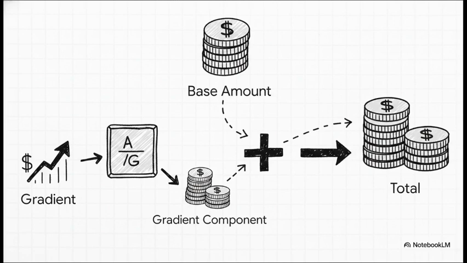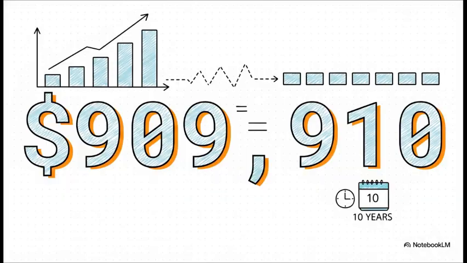The base amount, A, is easy. It's just that $500,000. For the gradient part, we grab our A/G factor from the tables. We multiply our gradient of $100,000 by that factor, and that gives us its annual equivalent. Then we just add that result to our base amount. And that gives us our final answer, $909,910. What this means is that making those increasing deposits every year is financially the exact same thing as making a steady, constant deposit of this amount every single year for all 10 years.